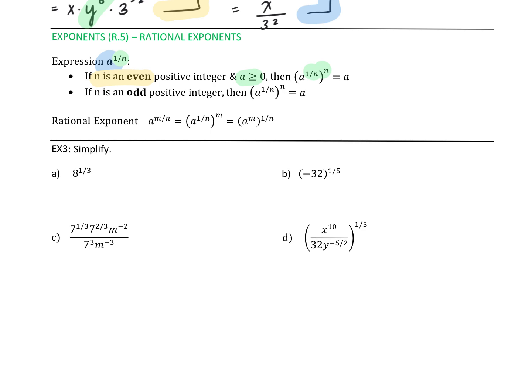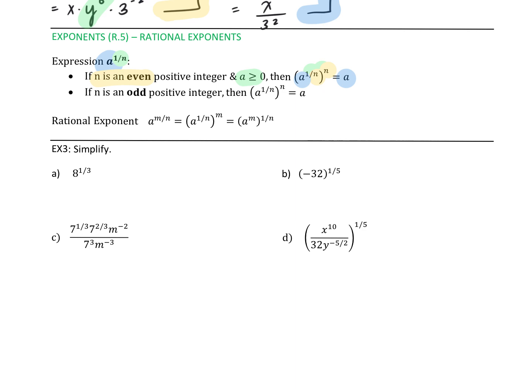If n is even, which means this little number here and here, if they're an even number, and our a value is greater than 0, then we can just cancel them out and our problem equals a. For example, a being greater than 0, let's go ahead and pick 3. And then we have 3 raised to the, what's an even number for n? Let's pick a 2. So if 3 raised to the half power and then squared, what can happen? We can cancel these guys out, and we're just left with an answer of 3. But again, the rules for that is this needs to be greater than 0, and these two need to be even.